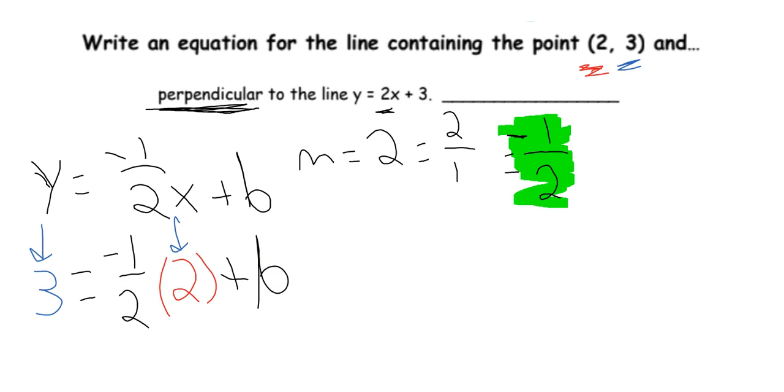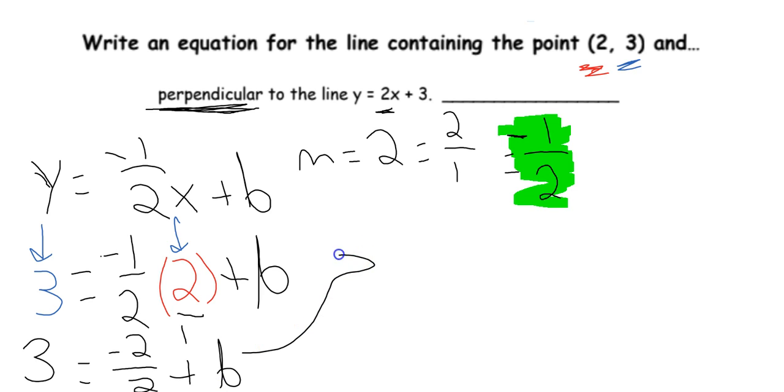Now, just like last time, we have a one-step equation. We've got to simplify here. Negative 1/2 times 2. Remember, I always have this as 2 over 1. Negative 1 times 2 is negative 2. So I have a negative 2 on top, positive 2 on the bottom. We can see those are going to simplify to be a negative 1. 3 stays the same, and our b is still there.